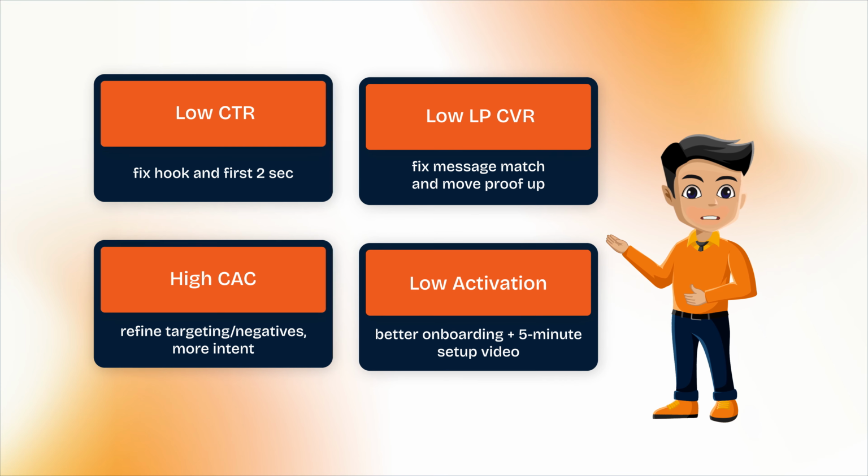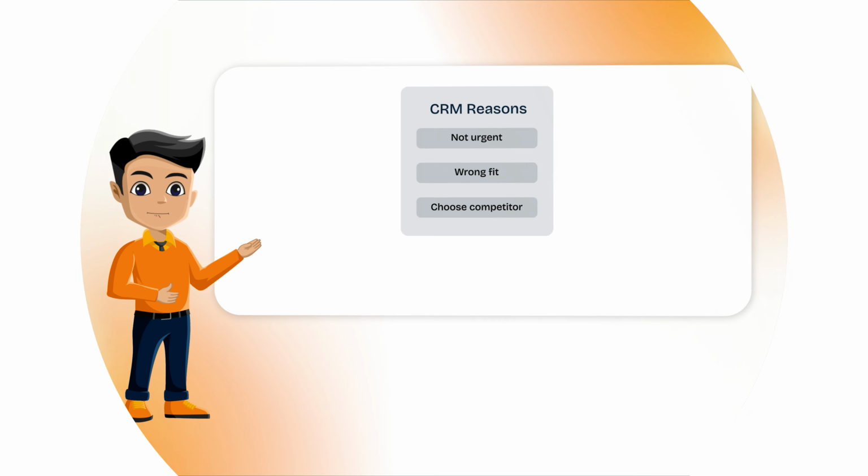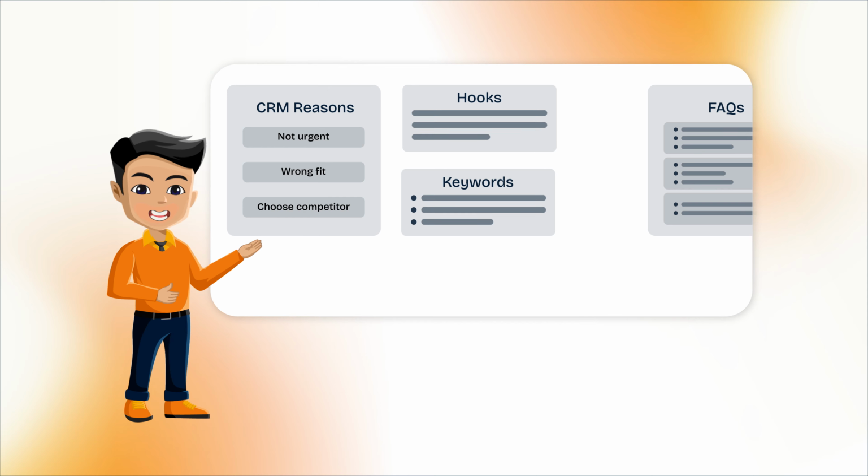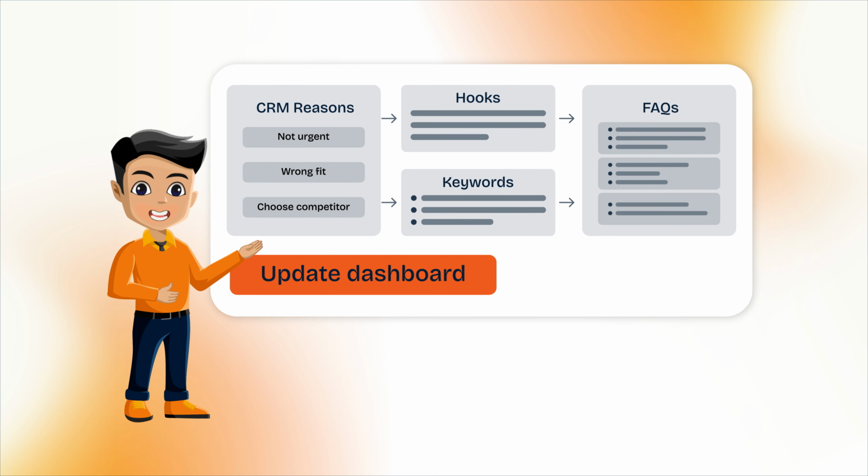Trials high, activation low: improve onboarding email and in-app first win. Add a 5-minute setup video or checklist. Close the loop. After calls/trials, capture reasons won or lost in CRM fields: problem, use case, objection. Feed those back into hooks, keywords, and FAQs. Update your dashboard and kill anything that can't beat your guardrails.